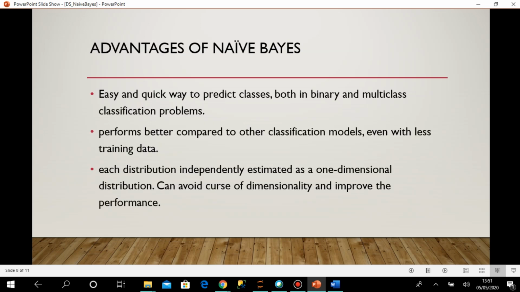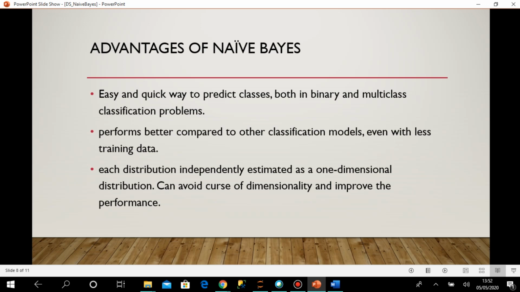So now, what are the advantages of naive Bayes? It is an easy and quick way to predict classes, in both binary and multi-class classification problems. So we can do both, and it performs better compared to other classification models even with less training data. So this is an important classification algorithm when you have less training data, and the performance is good.